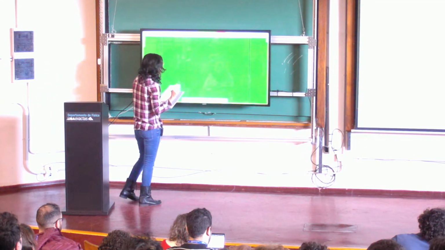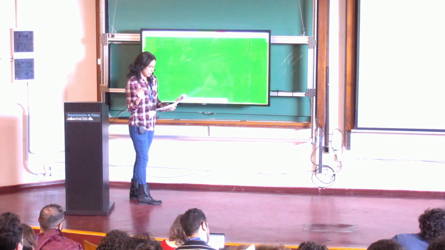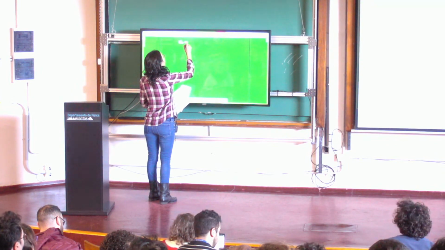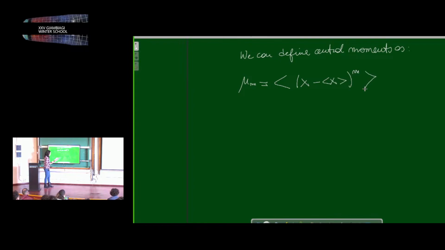So we can define central moments as follows. I will call the moments mu and the cumulants k, okay? Moments can be defined as the expectation value of x minus the expectation value of x, to the power m, okay? Where these averages, what are these averages?